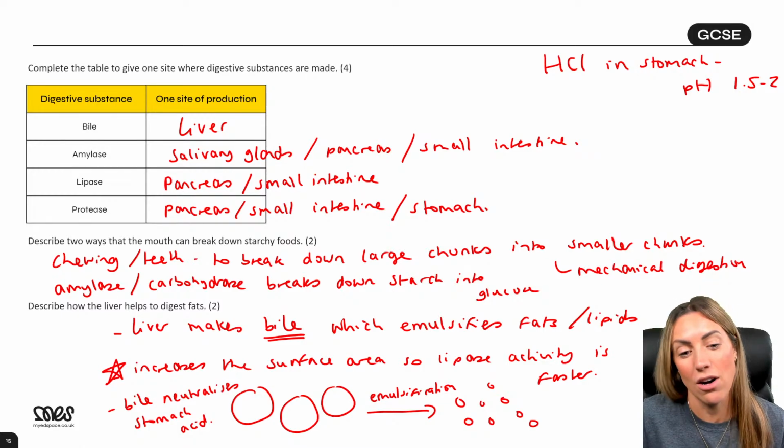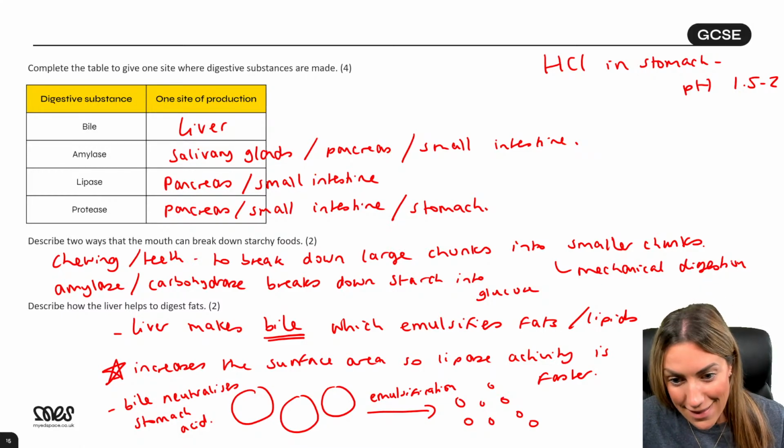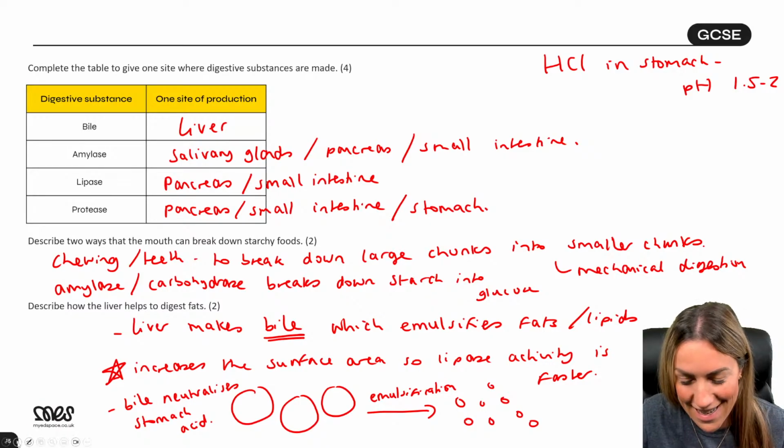I mean, that is a harder question, by the way. That would probably be a higher tier question, wouldn't it? But for sure, we're going to do some really hard ones at the end.